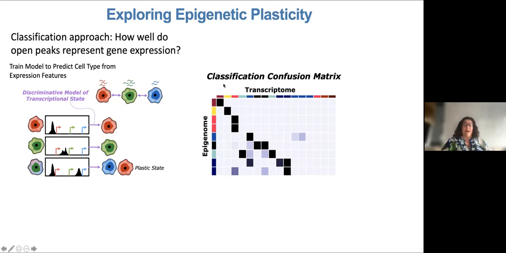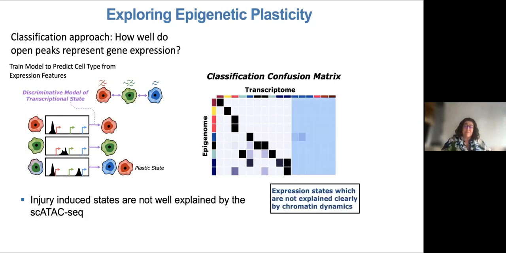And using this, we can actually build a classic confusion matrix for all the clusters that we found in our single cell ATAC-seq and all the clusters we found in our single cell RNA-seq, and see, okay, how do these map? And we see that there's a whole bunch of transcriptional states which are just not explained by chromatin dynamics, that none of the epigenetic clusters seem to score very highly for them. And it seems that these might be driven by something environmental that's not quite captured in the epigenetic data.